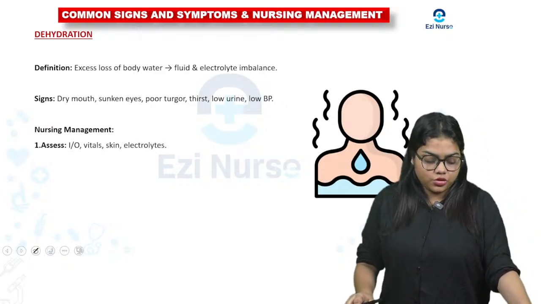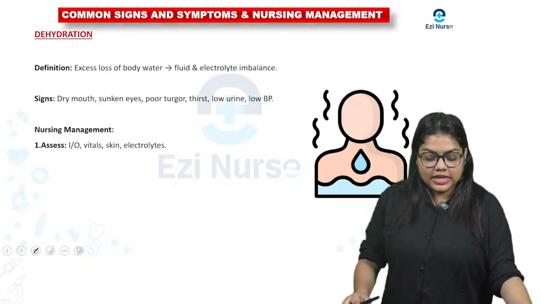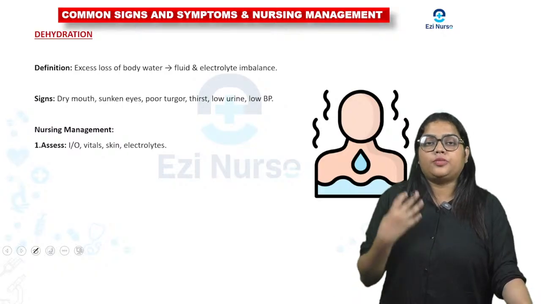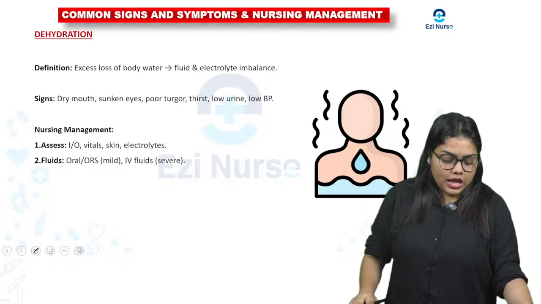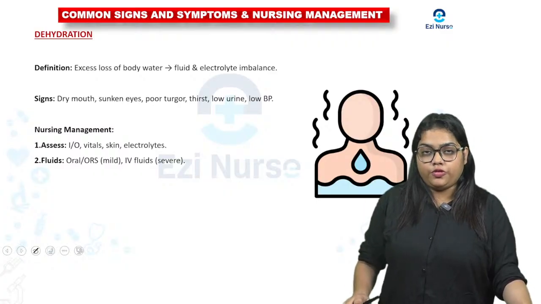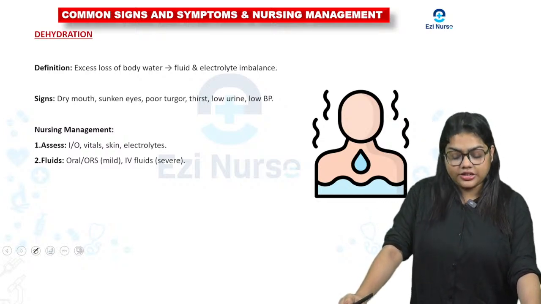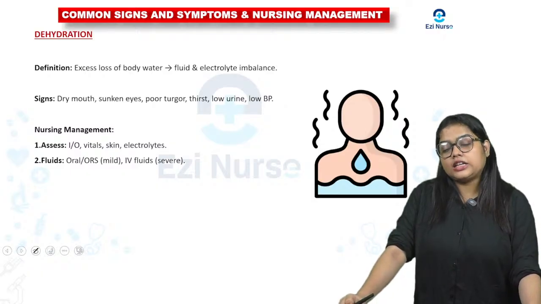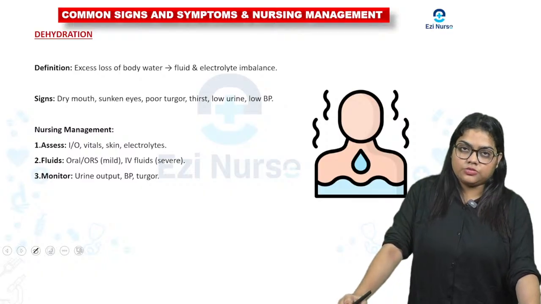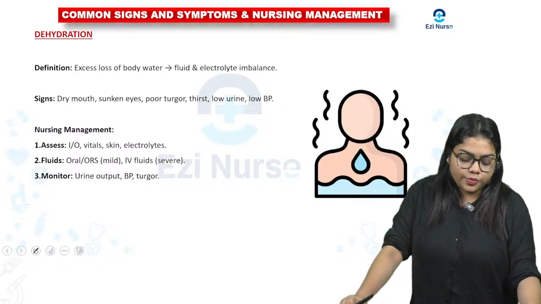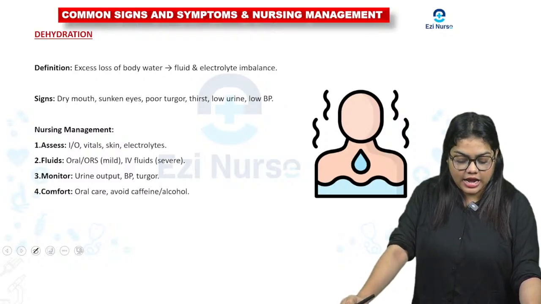First of all, we have to assess the input and output, vital signs. We have to check the skin and the electrolytes present in the blood. Okay, we have to check the level of them. Next is fluids. We have to provide fluids like oral supplements, like ORS, oral rehydration therapy, in mild cases, or in severe cases we can provide IV fluids, intravenous fluids as well, saline and all, RL and all.